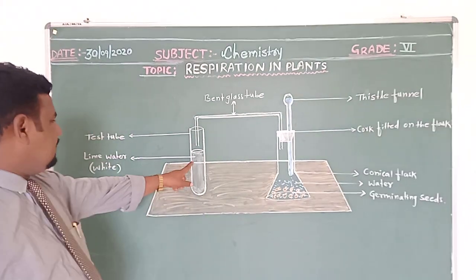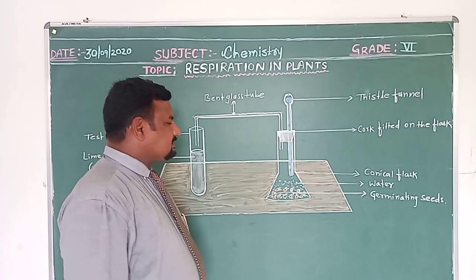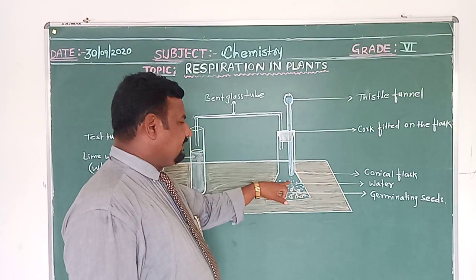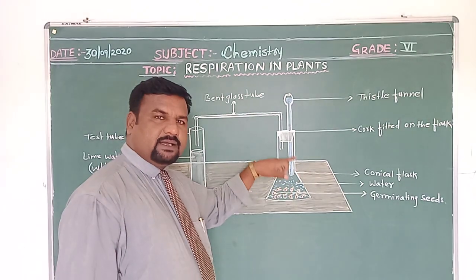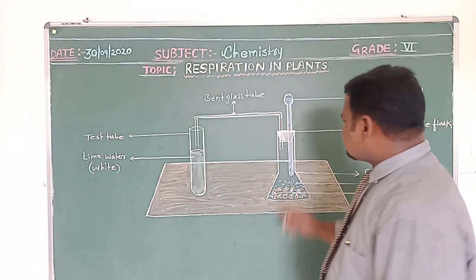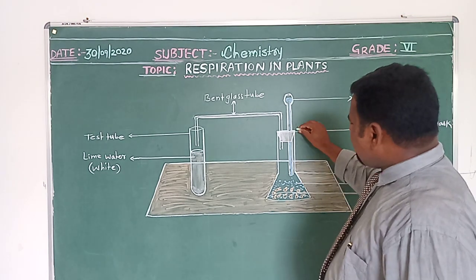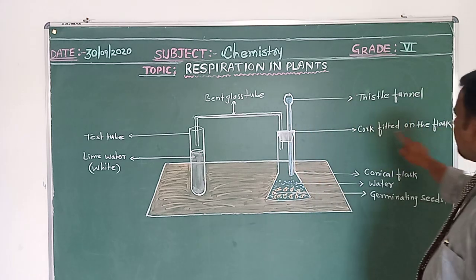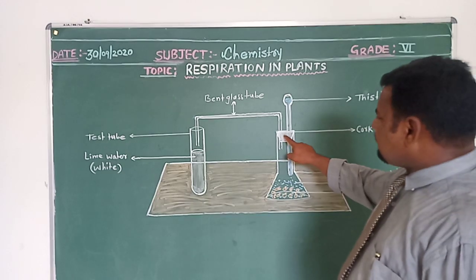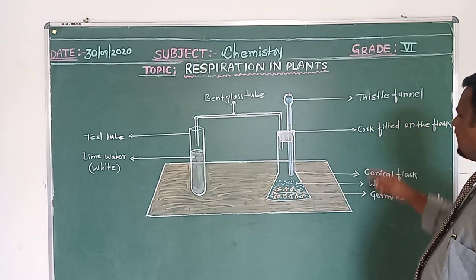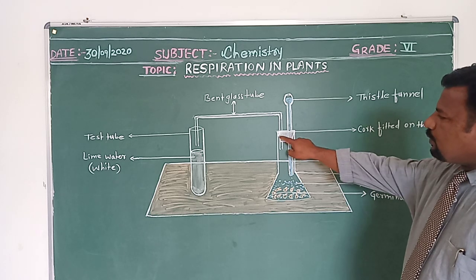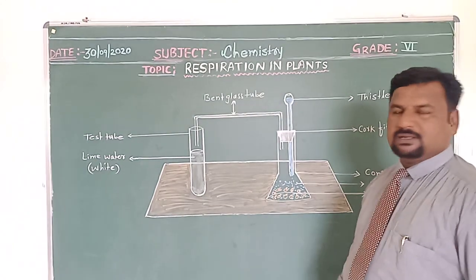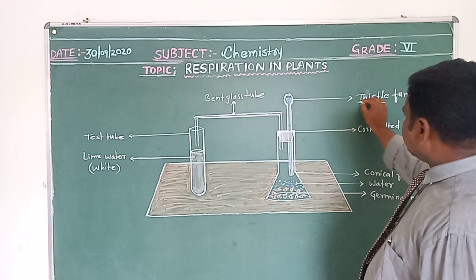What do we have to fill in the test tube? Lime water. In the conical flask, a few germinating seeds are placed, and water is also kept filled in the conical flask. Along with water, what have we added? Germinating seeds. Then the mouth of the conical flask is tightly covered using a cork. That cork has two holes. Through one hole, what have we inserted? The bent glass tube. Through the other hole, what is inserted? A thistle funnel.